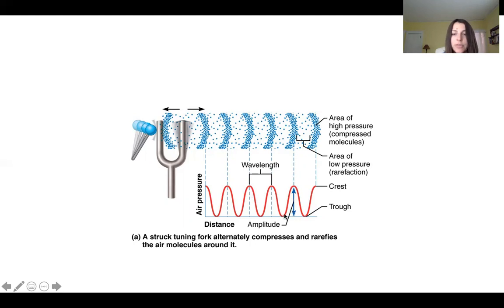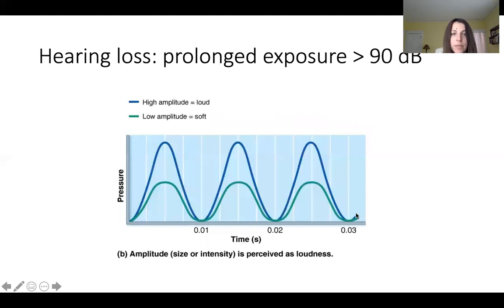The pitch is more the frequency, so the higher the pitch, these sine waves would get closer together. The lower the pitch, they would be wider apart. So amplitude is specifically the loudness represented here. Oh, here it is again. High amplitude, very loud. Low amplitude, soft. Okay.